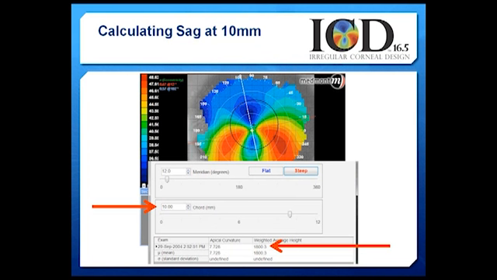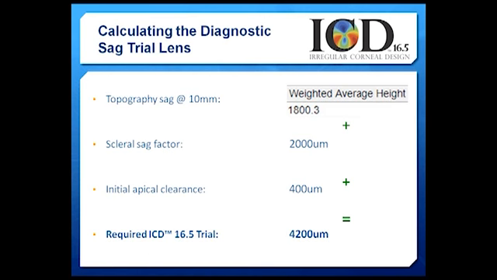Another way of thinking of this is, how high is the mountain? If we think of the eye as a mountain and we are going to fit our scleral lens over this mountain, what is the height that we need to clear? And in this case, the corneal depth is 1800 microns. Now we're going to do a simple calculation next.